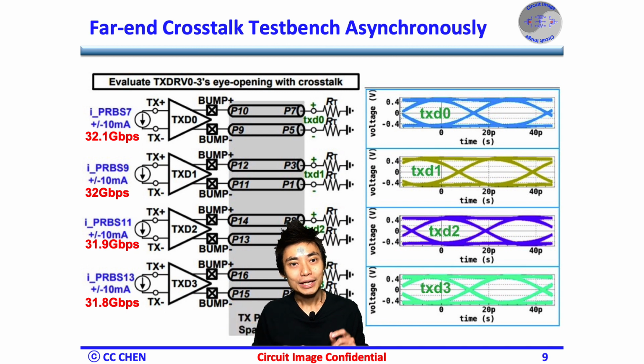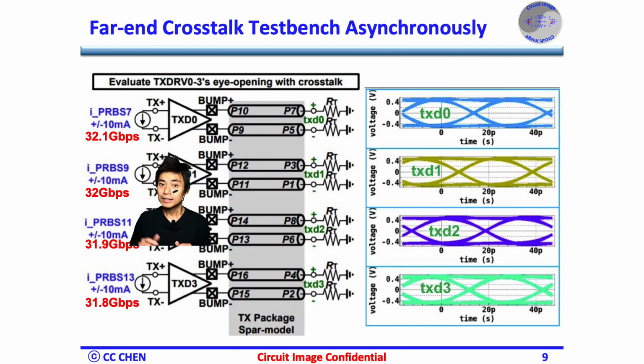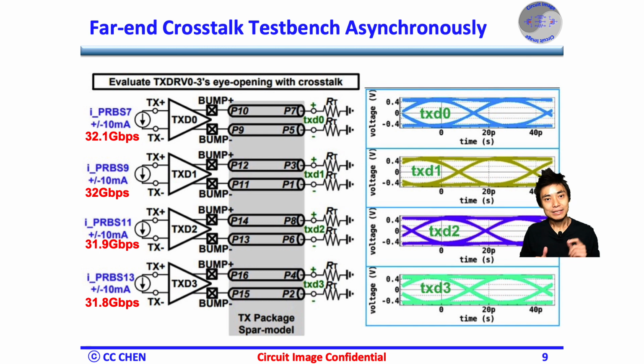Right, to create the asynchronous data transmission between lanes, you could apply different data rate and data pattern to skew the transition over time. For example, we could make the PRBS 7, 9, 11, and 13 with 32.1, 32, 31.9, 31.8 for a normal operation at the 32 gigabit per second crosstalk evaluation. After this crosstalk eye opening is done, how do we benchmark the degradation?